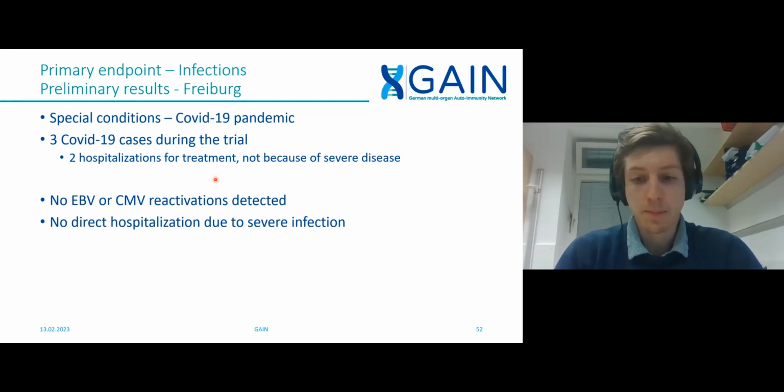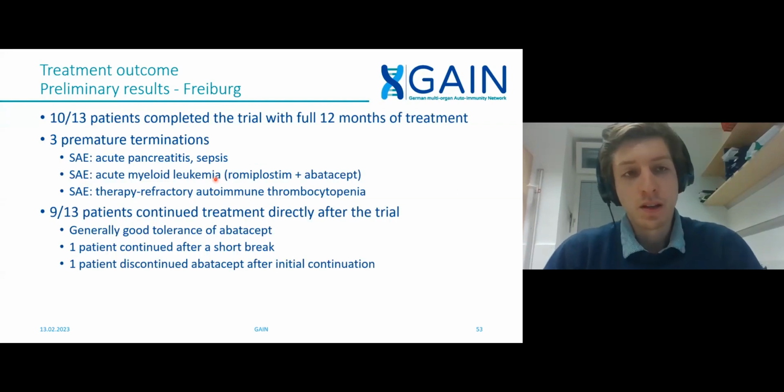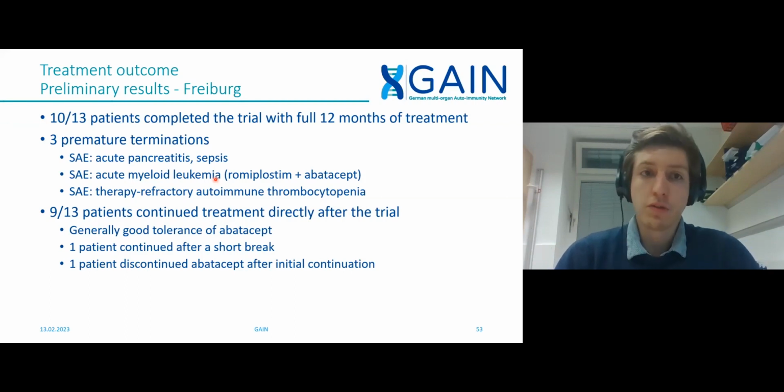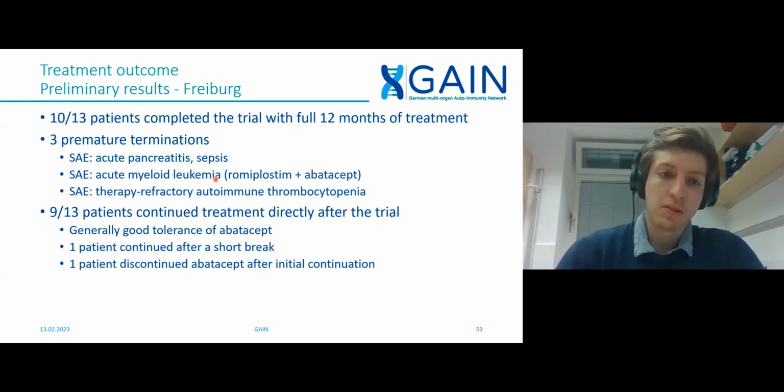And as for the treatment outcome, from the 13 patients, 10 completed the trial with the full 12 months of treatment. And we had 3 premature terminations, all of them due to a severe adverse event. I will share the case reports later during the talk.